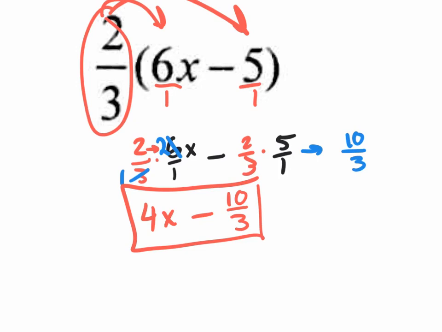See, it's not that bad, right? You just got to, the safest thing to do is to rewrite it: 2/3 times 6 over 1, 2/3 times 5 over 1, and do both those multiplication problems right here, and then get your answers. Right?